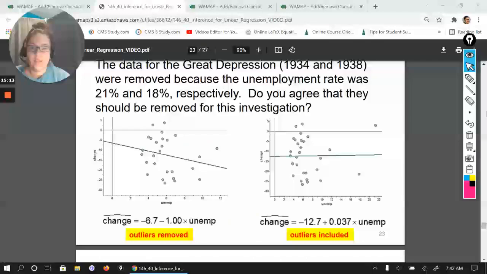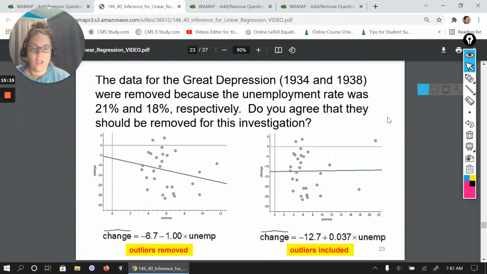Okay, example 6. The data for the Great Depression, 1934 and 1938, were removed because the unemployment rate was 21% and 18% respectively. Do you agree that they should be removed for this investigation? So here's what it looks like with the outliers removed, and here's what it looks like with the outliers included. So we might say that yes, we agree. There aren't any unemployment rates that even come close to those rates in any other year.